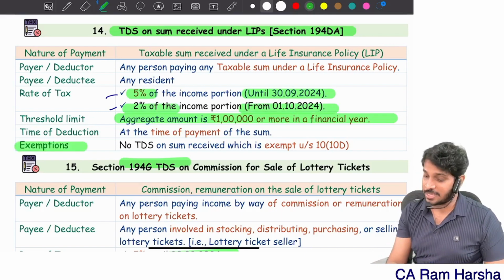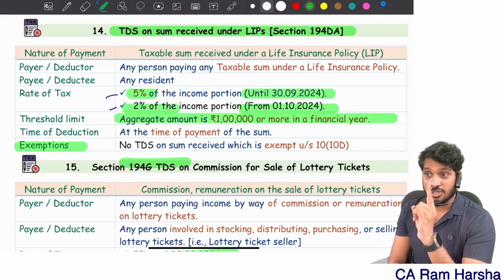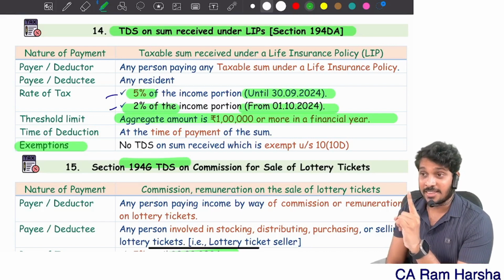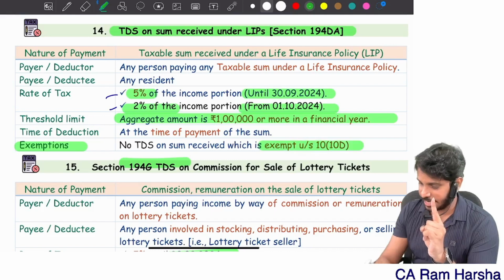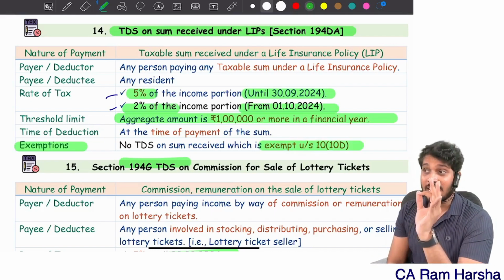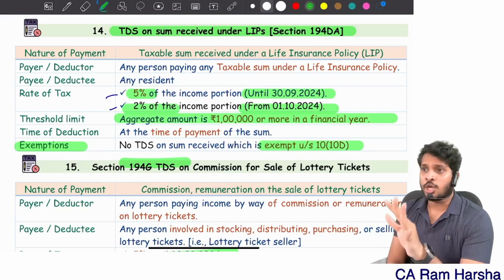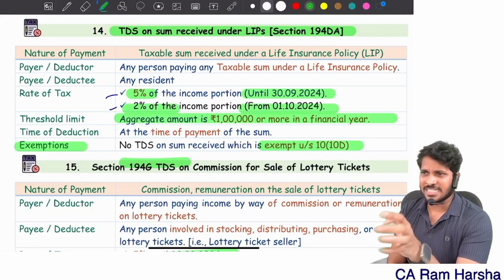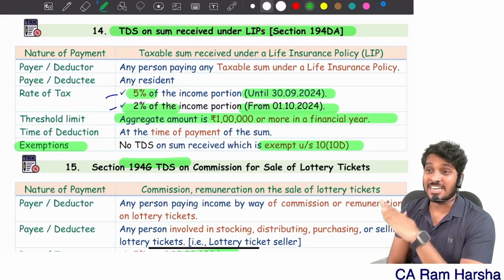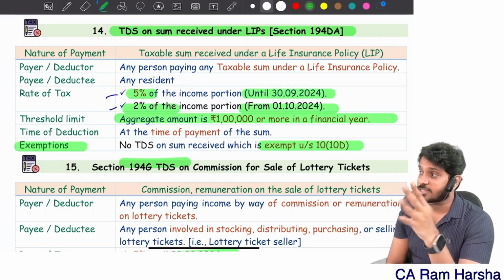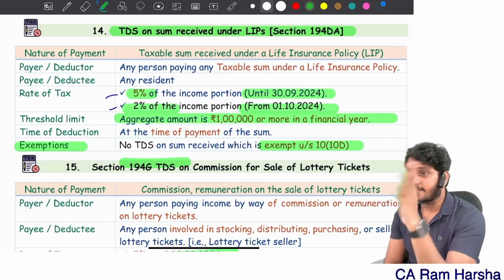But there is one exemption. If the insurance company is releasing money to you, and that money is exempt under section 10(10D), for example you are getting 10 lakhs, 20 lakhs, 30 lakhs, 40 lakhs, it doesn't matter. Fully exempted. That income itself is exempted. TDS will not apply on that.